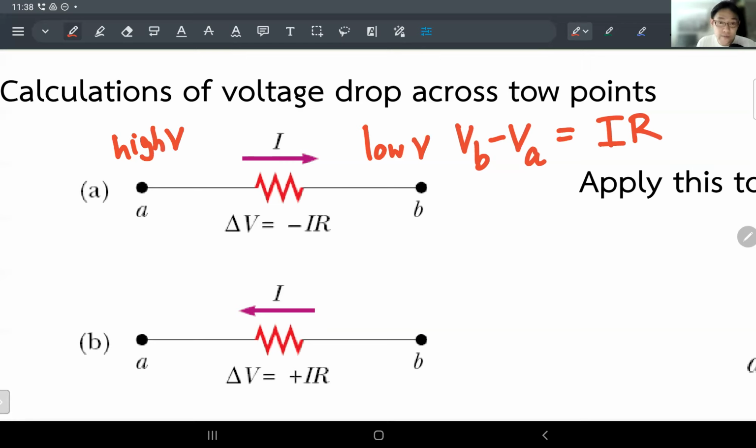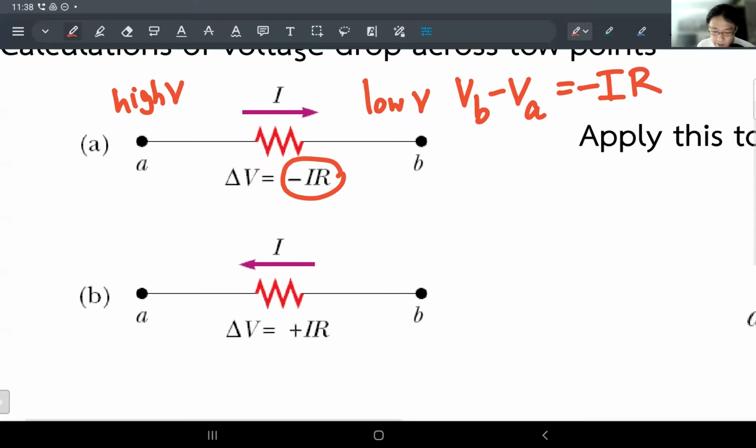Yeah. So that means going from A to B, you take VB minus VA, and you must have a negative value at the end. You're going to a lower potential. Does that make sense? Okay, try again, guys, over here.